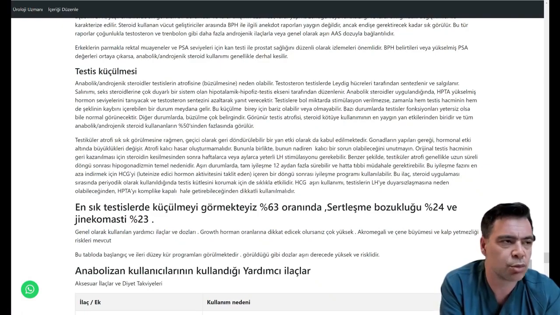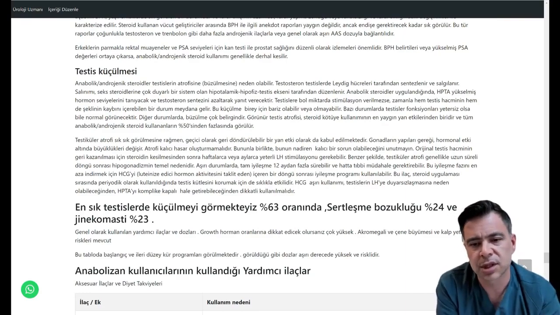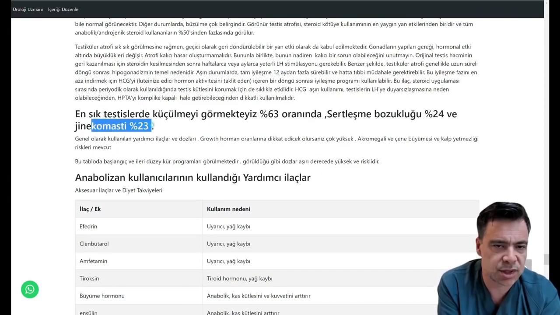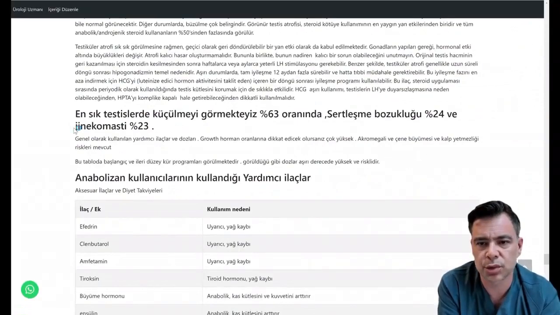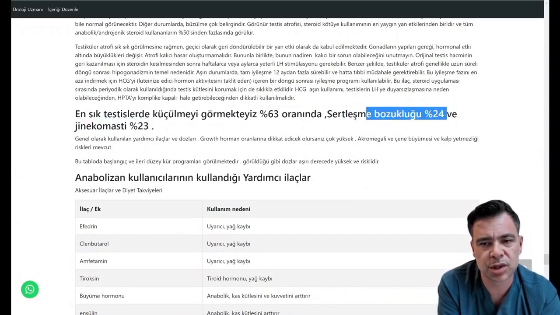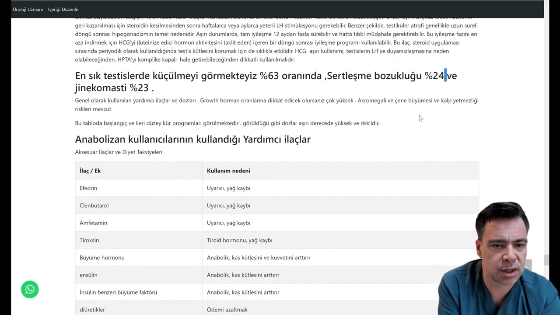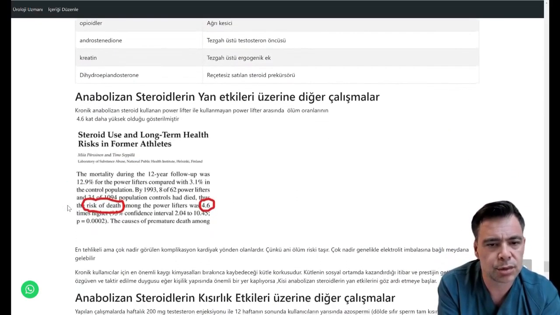It is possible to say that gynecomastia is permanent after it occurs. Erectile dysfunction can be permanent in some patients, especially those on decabolin and trenbolone. For example, this 12-year study was done among powerlifters. The study indicated that the mortality rate would be 4.6 times higher than normal people. This is an important study.